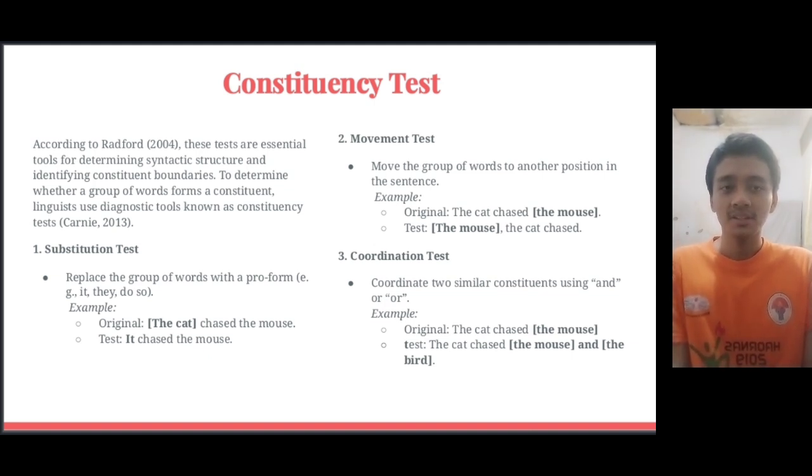Movement test. Move the group of words to another position in the sentence. Like the example, the cat chased the mouse. The test is: the mouse the cat chased. Coordination test. Coordinate two similar constituents using and or or. Example: original, the cat chased the mouse. In the test, the cat chased the mouse and the bird.